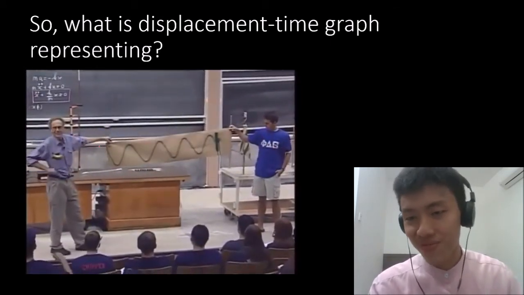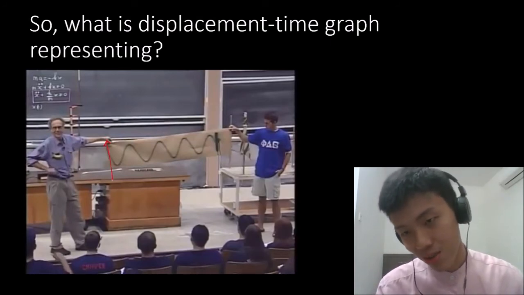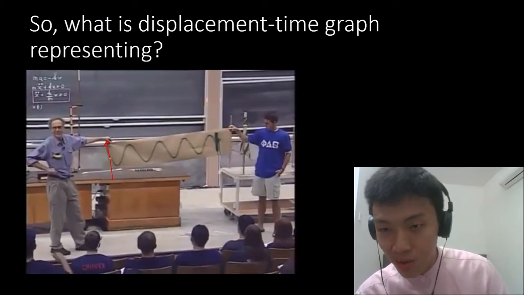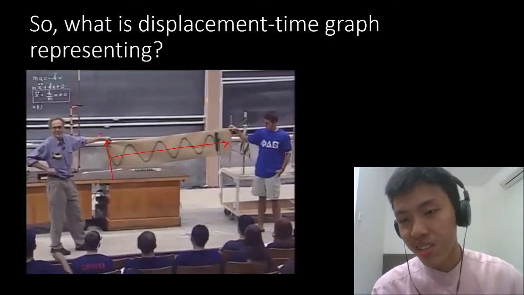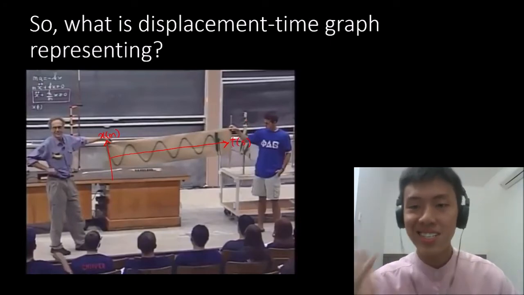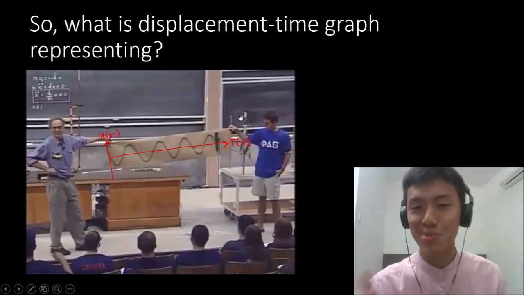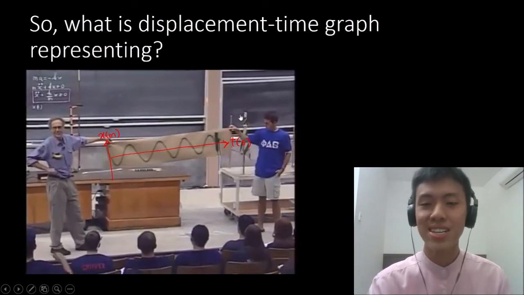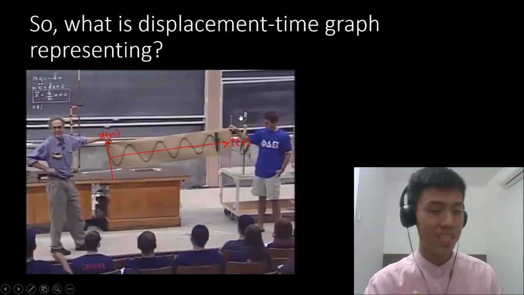Okay, so it's a displacement-time graph. My best ability to draw this graph would be something like this. This will be the displacement in meters, and this will be the time in seconds. So basically this is just a displacement-time graph. This is still the best way for me to imagine it. It represents the change in position of the oscillating body as time passes.